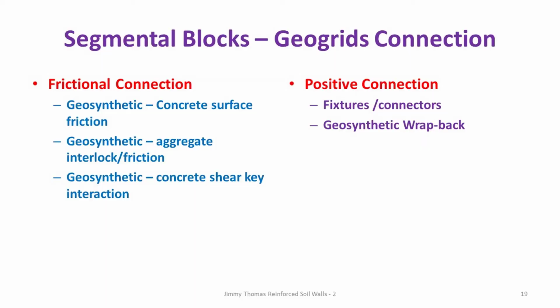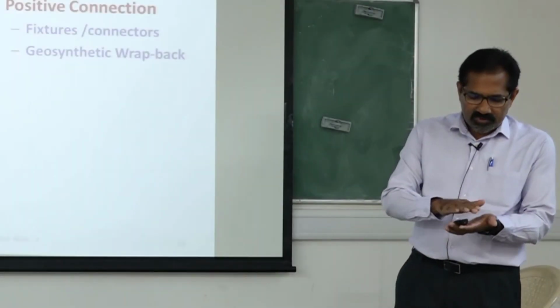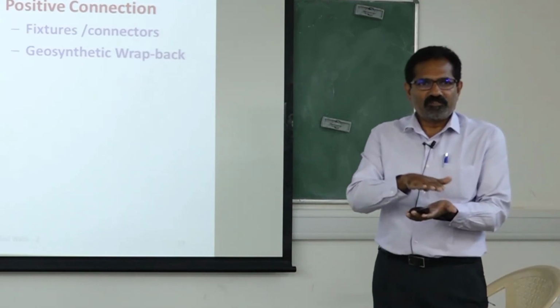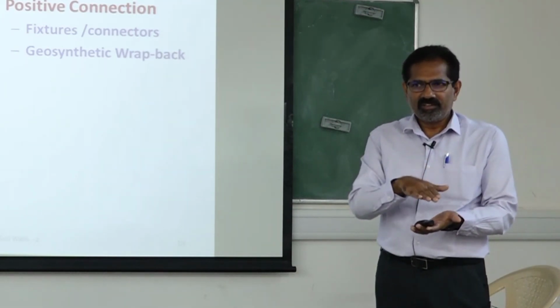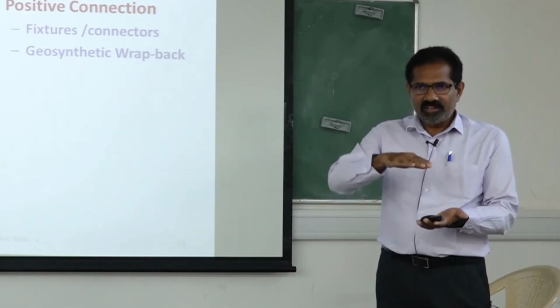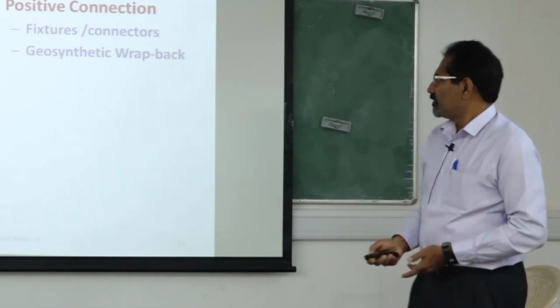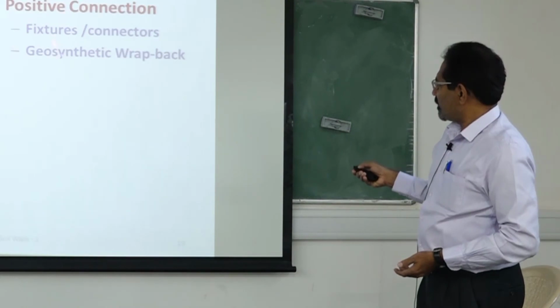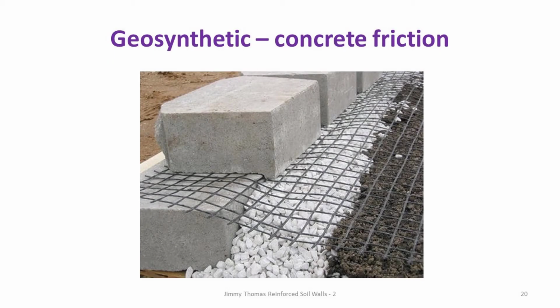Then third, sometimes the concrete surface is not plane actually. There are some shear keys, or what we call a tongue and groove kind of thing. So the reinforcement goes around that, and that may give an additional resistance. Then for positive connection, again there are different ways, we will see that.